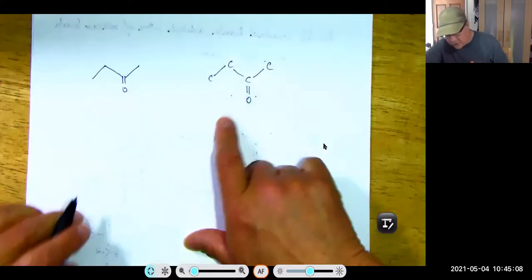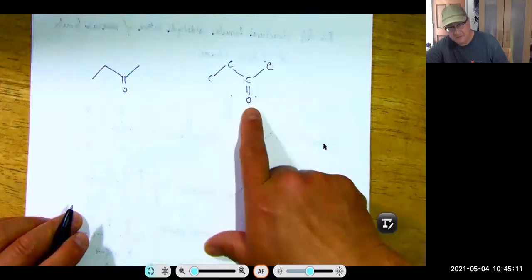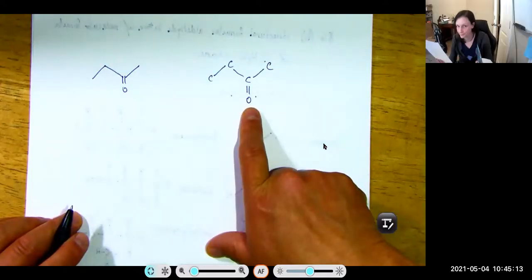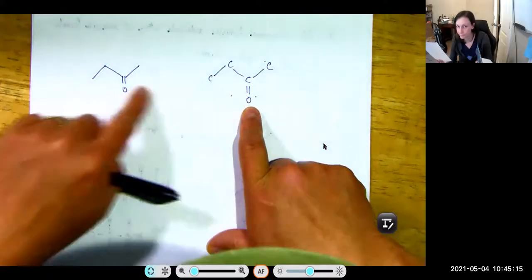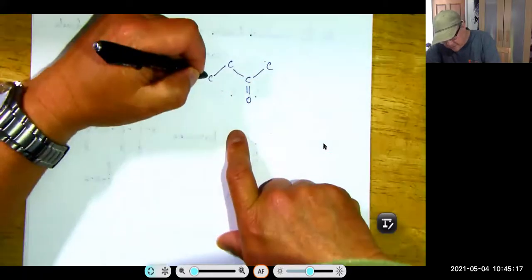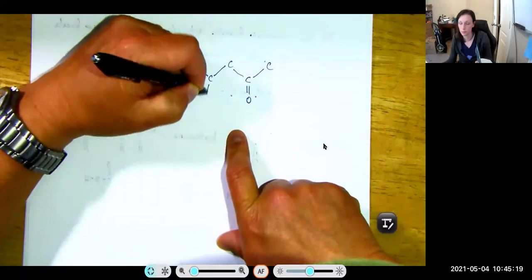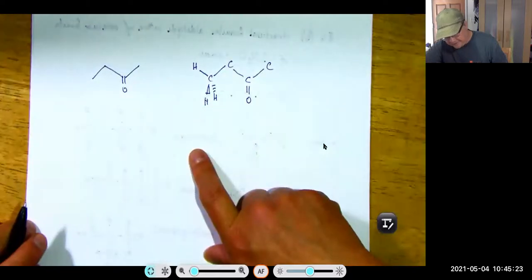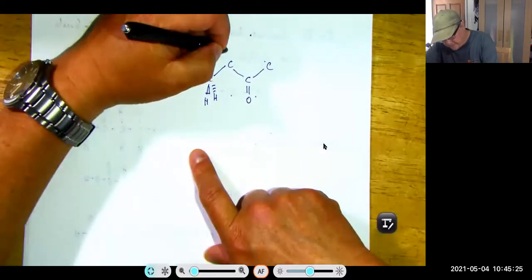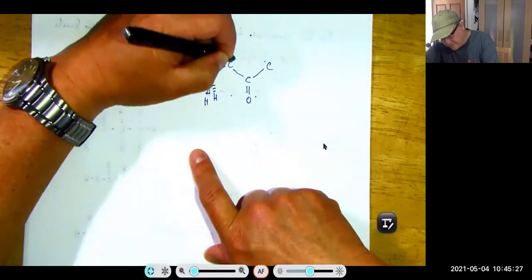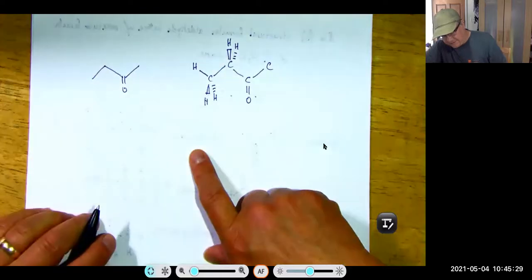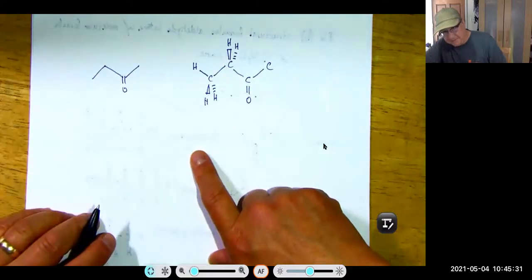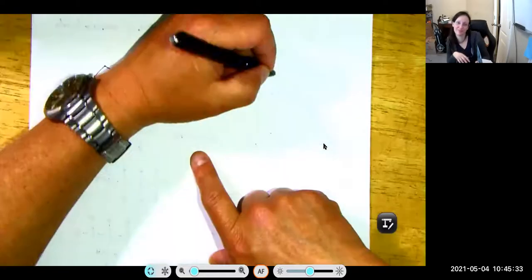So does that carbon look trigonal planar? Yeah. Now, these other ones should be tetrahedral, right? Yeah. It's the hydrogen. So does that look tetrahedral? Yeah. Does that look tetrahedral? Yep.